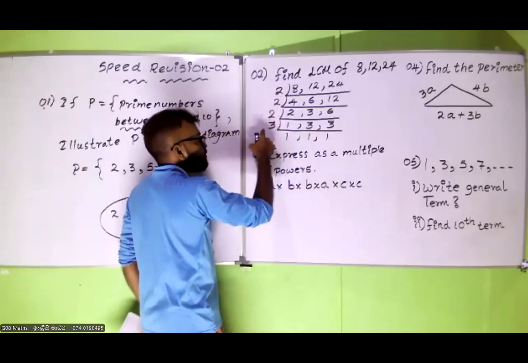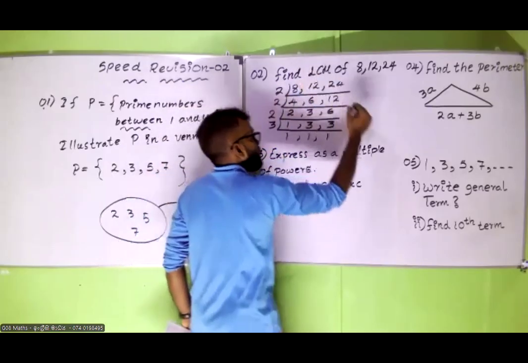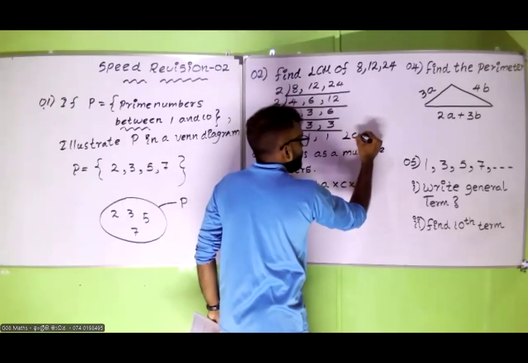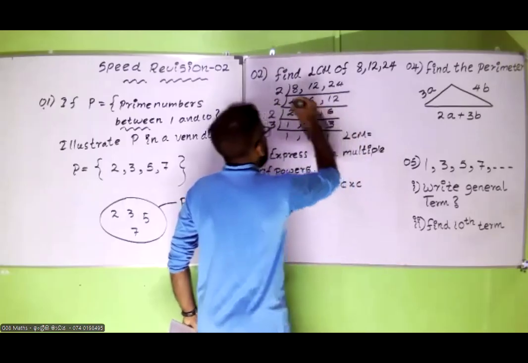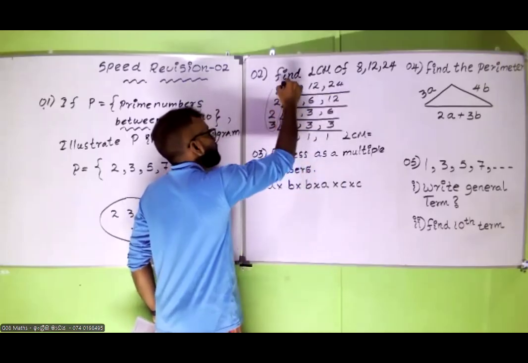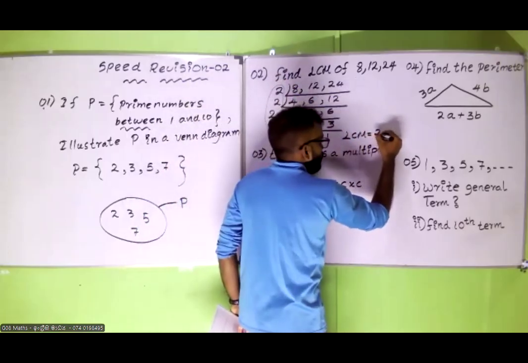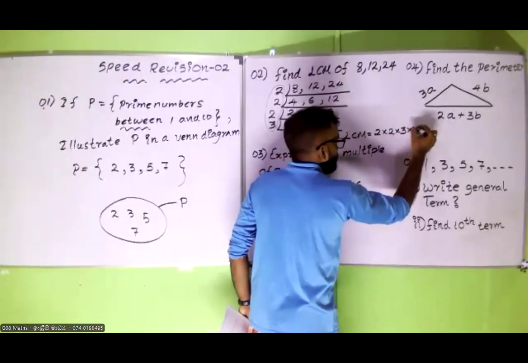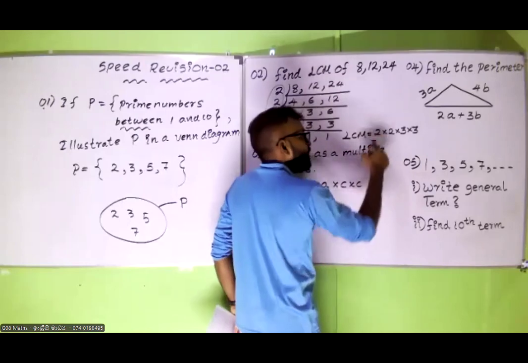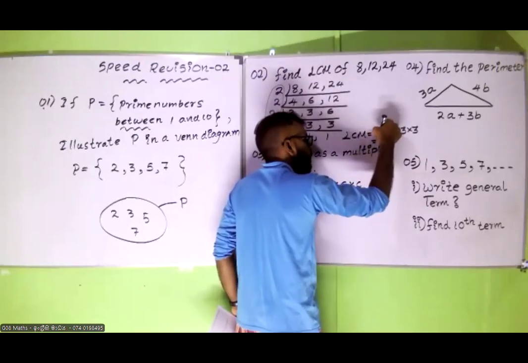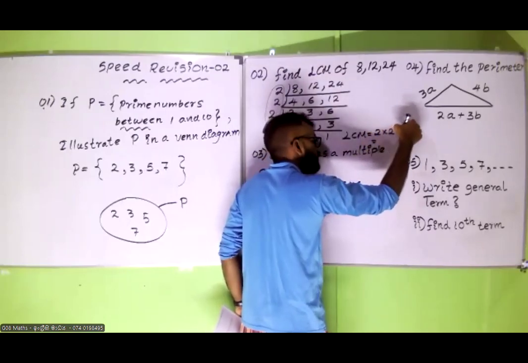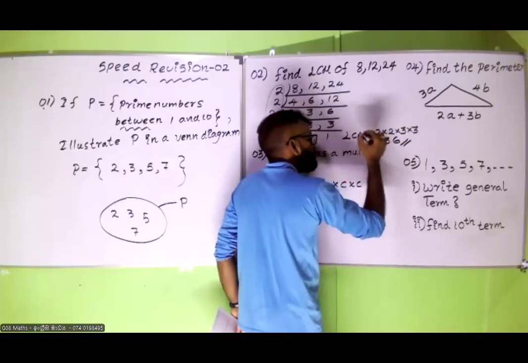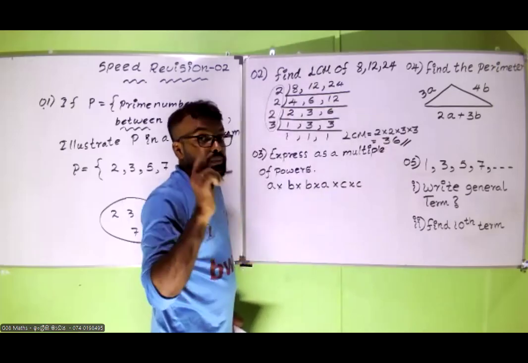So these are the numbers that you can use to obtain LCM. How are we going to find the LCM? LCM can be obtained by multiplying these numbers together. Right? 2 times 2 times 3 times 3 equals 2 times 2, 4, 4 times 3, 12, 12 times 3, 36. So your LCM is 36. Your answer should be 36.